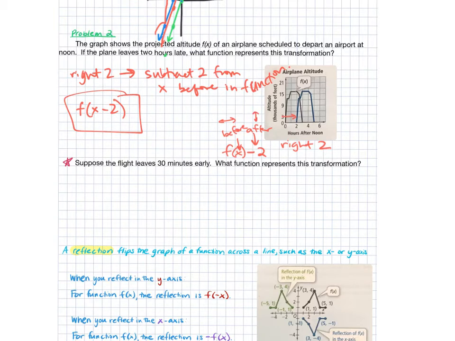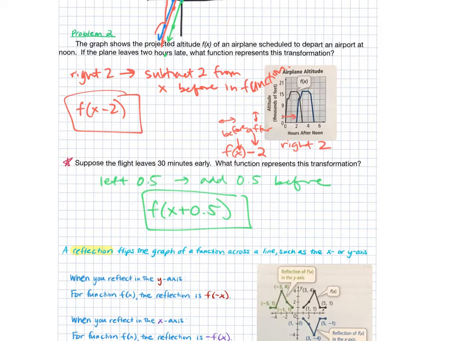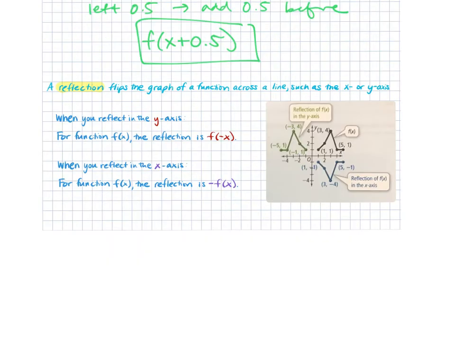Okay, suppose the flight leaves 30 minutes early. What function represents this transformation? Remember that we're in hours. So press pause, try this one on your own, and then check back for the solution. Okay, since we're earlier, later is going right, earlier is left. So we're going to move left, and since 30 minutes is half of an hour, we're going to use 0.5. Since we're moving left instead of right, we're going to add 0.5 before, which means inside the function, to the x, so it's going to be f(x + 0.5).